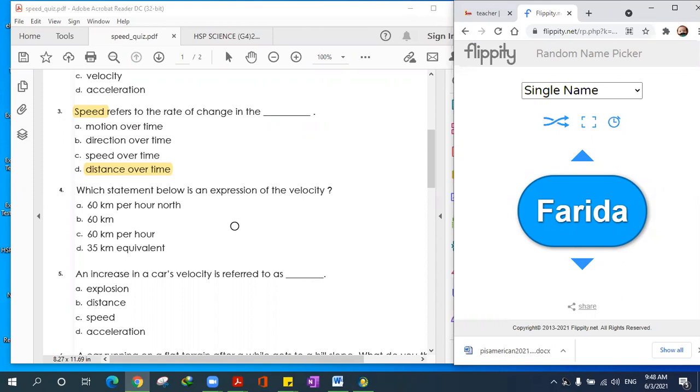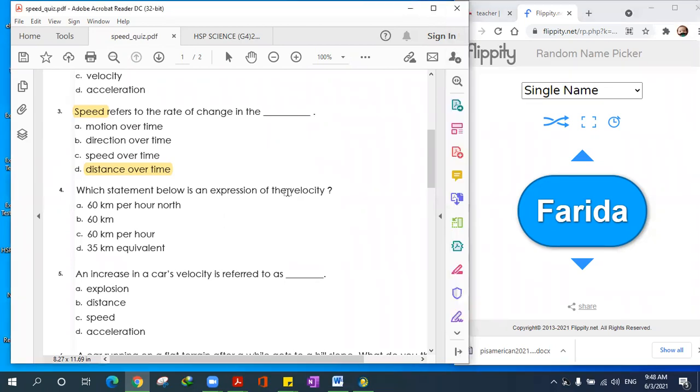A, yes, well done. Because what is velocity again? What do we know about velocity? It's the speed and direction together, right? Yes, the speed and direction of an object. So when I say 60 kilometers per hour, this is speed. And then they mentioned north, which is the direction. So in this case, I'm mentioning speed and direction. So that's velocity. Here, 60 kilometers only means distance, the distance the object is moving. 60 kilometers per hour means speed.